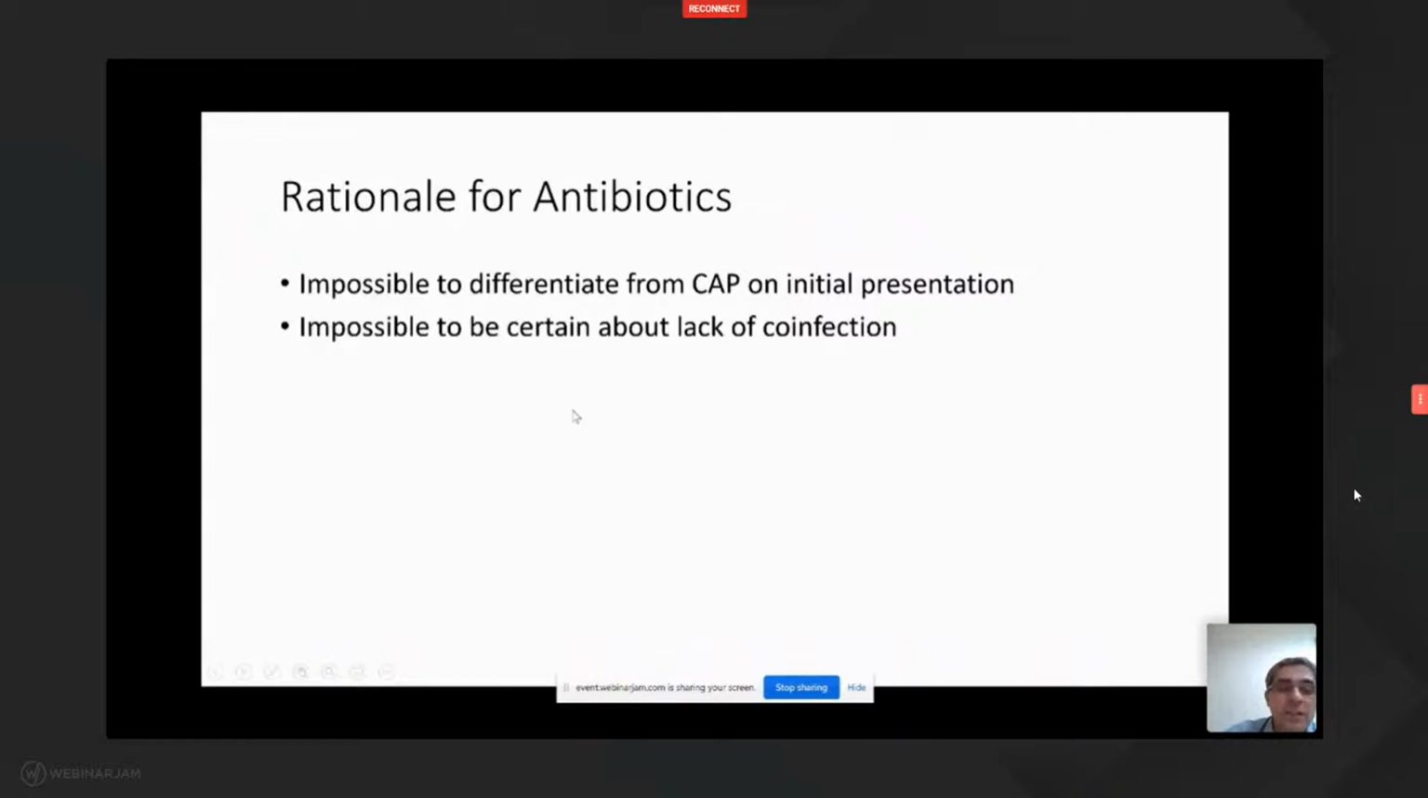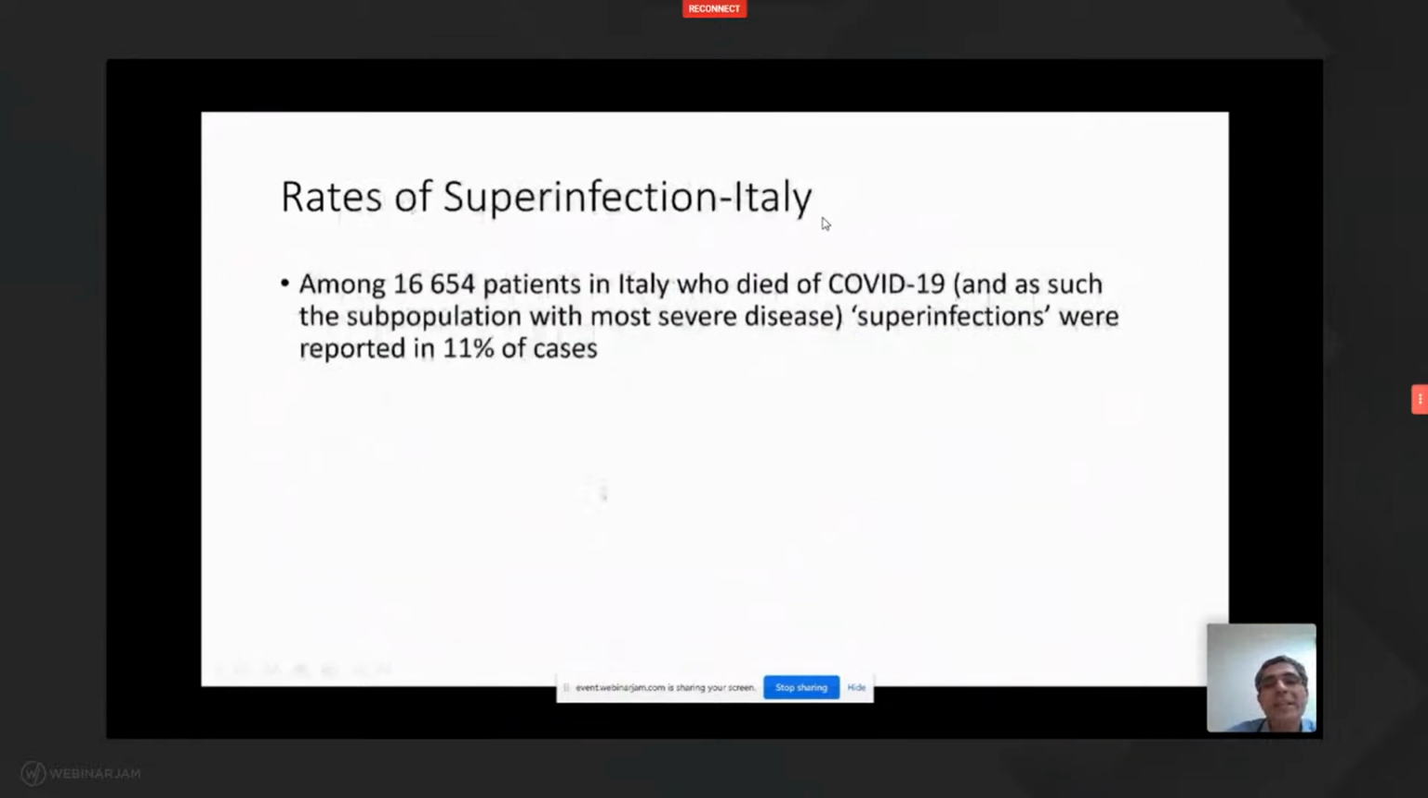because it is impossible to be certain about lack of co-infection, even when the procal is normal, because you will say, oh, procal is high only in sepsis. You can have local infection with a normal procal. So this is it. So if you look at the data and ask, what is the true rate of superinfection?